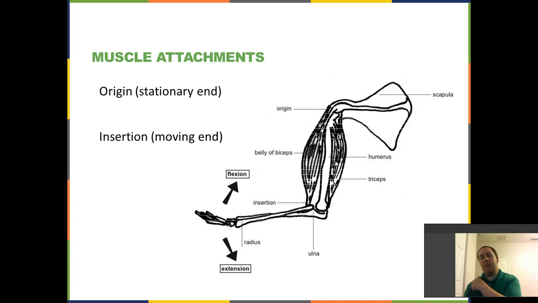The end of the muscle that does not move, we call the origin. The end of the muscle that moves is called the insertion. So we have two ends. We have a stationary end. We have a moving end. The end that stays in place is the origin. The one that moves is the insertion.